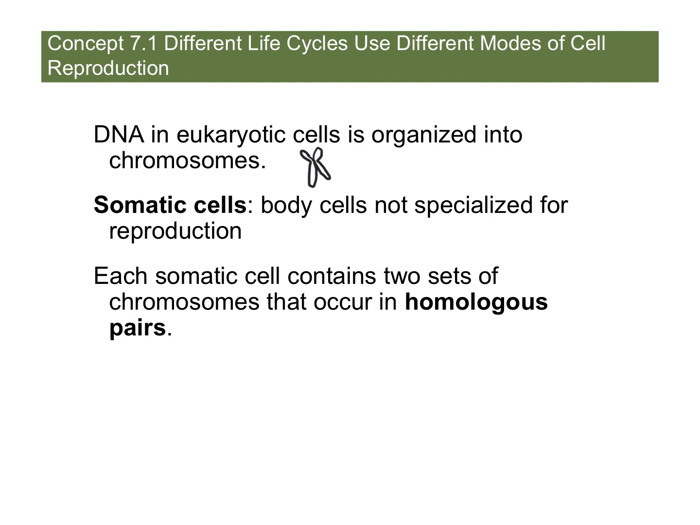The first type is called somatic cells. These are body cells that are not specialized for reproduction. So they can include hair, skin, cells in the intestines. Any cell that is going to divide but is not a reproductive cell. Each somatic cell contains 2 sets of chromosomes that occur in what are known as homologous pairs. Now, with the homologous pairs, you always inherit one from your mother and one from your father.